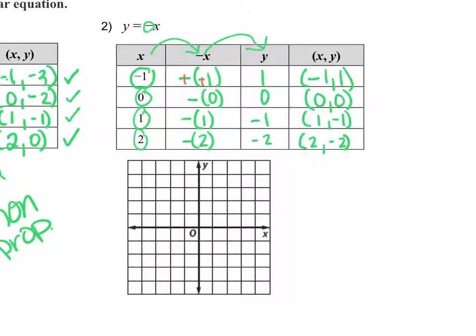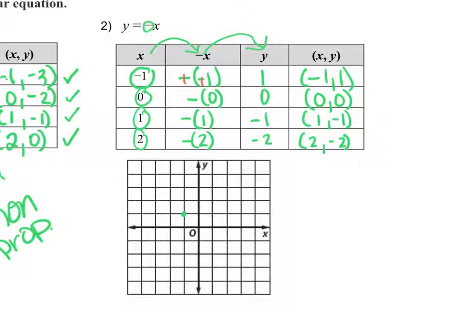So first one, -1, 1. That's my first point. Okay, my second point, 0, 0. My third point, 1, negative 1, and then 2, negative 2. And if I graph that line, it is going to be proportional. Okay, what's my M and what's my B? Just so I can remember, what's my M?